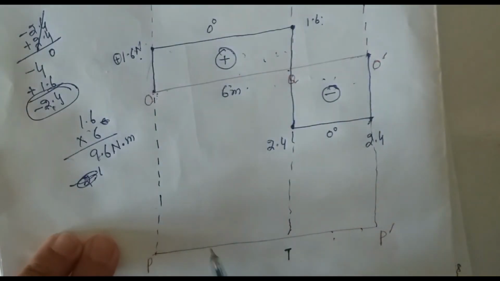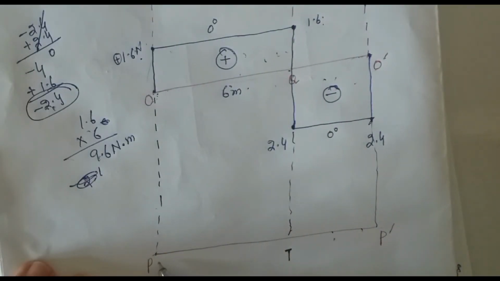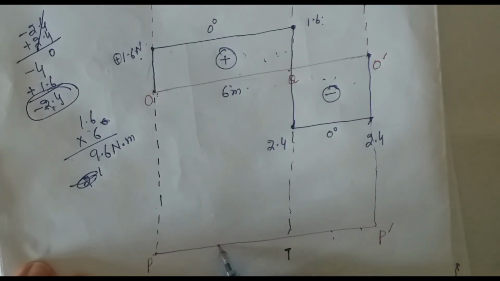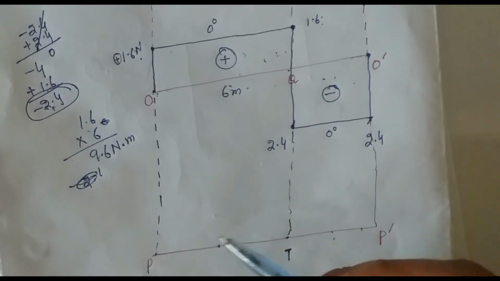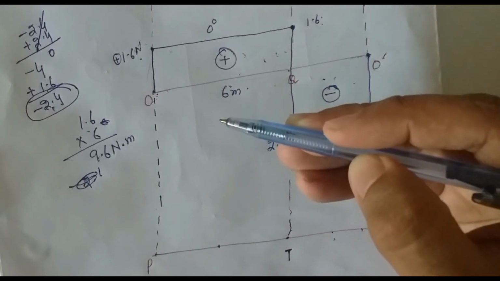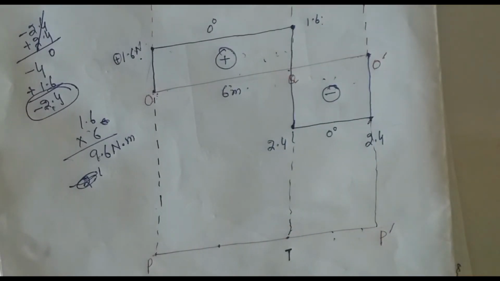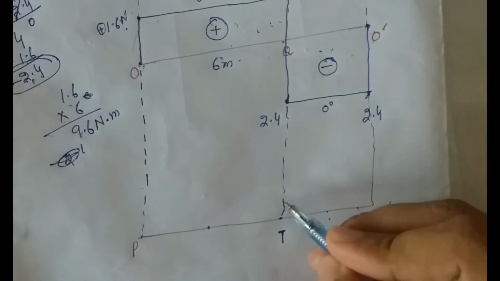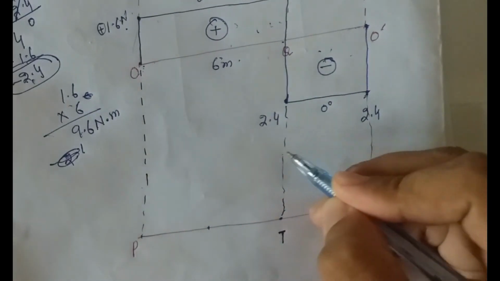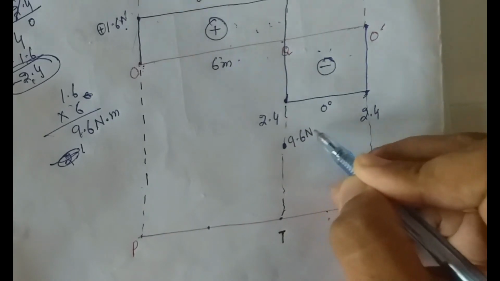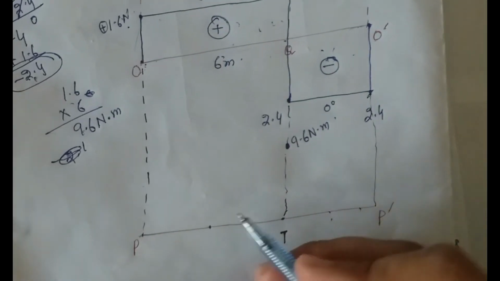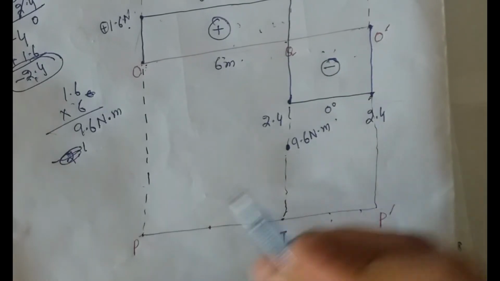Every point located on the reference line has the value 0. Let's say if I consider this point, this value is also 0. But if I move upward, it means that I am increasing the value. The 9.6 value will be located somewhere here. So its value is 9.6 Newton meter. Now join this point to point P.